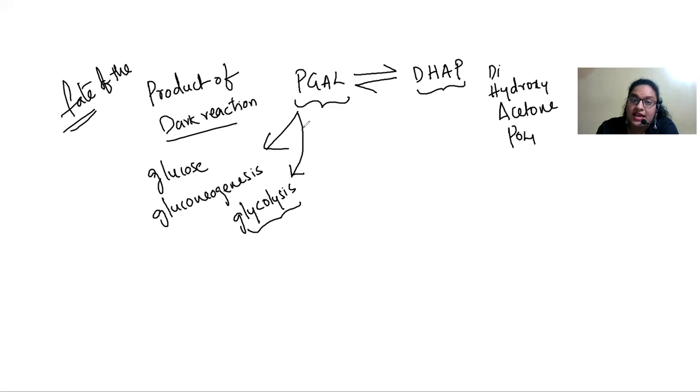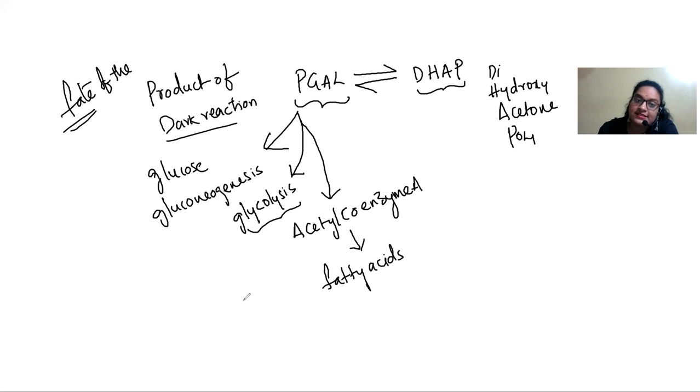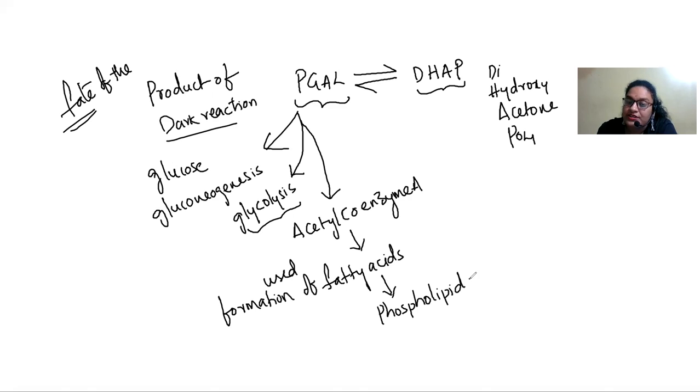in the dark reactions. And the next thing is, PGAL can even be converted into acetyl coenzyme A in the cellular respiration process. And this acetyl coenzyme A will be utilized in the formation of fatty acids. These fatty acids will be making up the phospholipids, which are utilized in the formation of cell membranes and the organelle membranes.